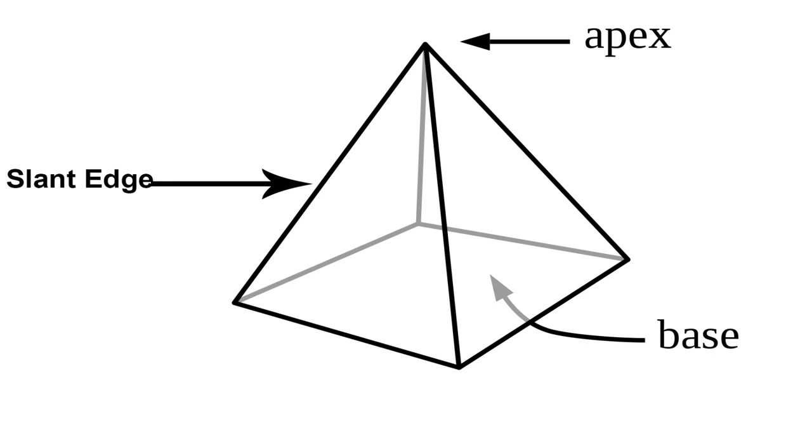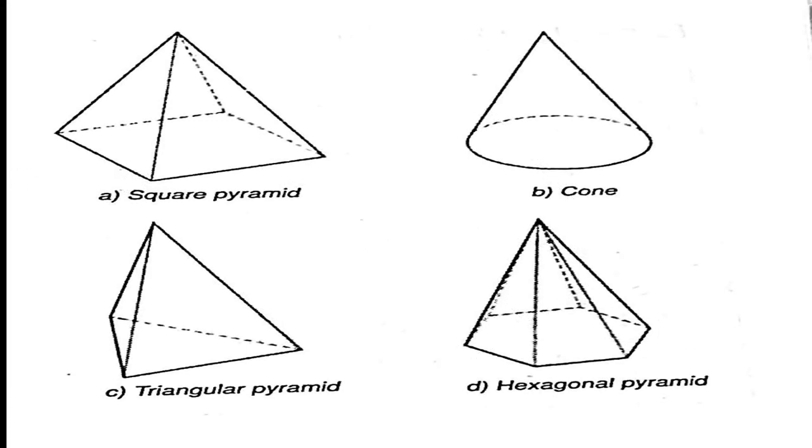Then it has a slanted edge. Good. So here are some examples of pyramids. Diagram A is a square pyramid. Why a square pyramid? Because the base is a square.